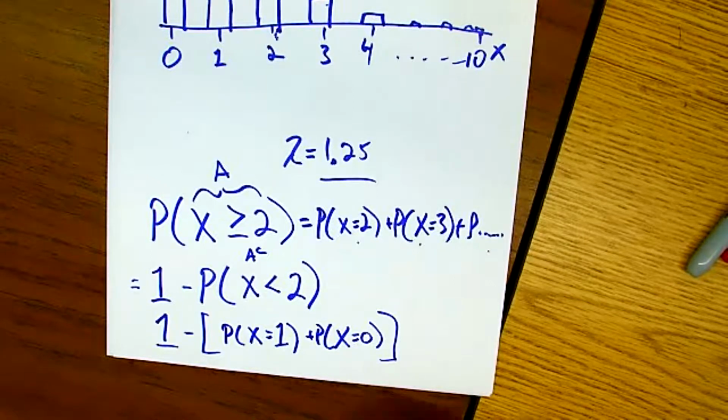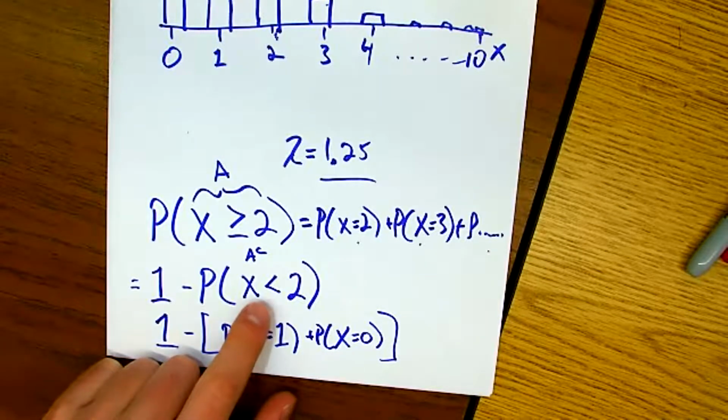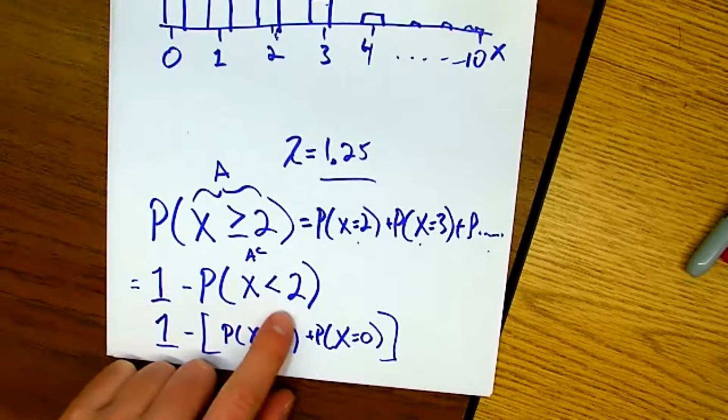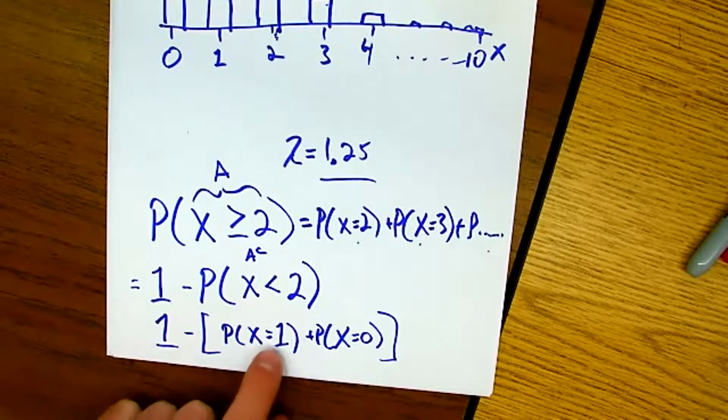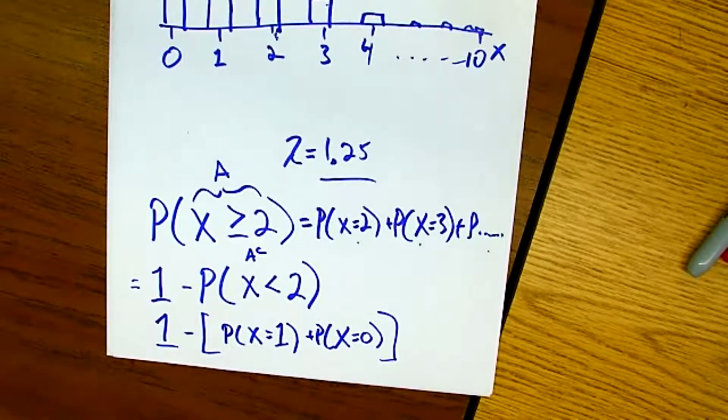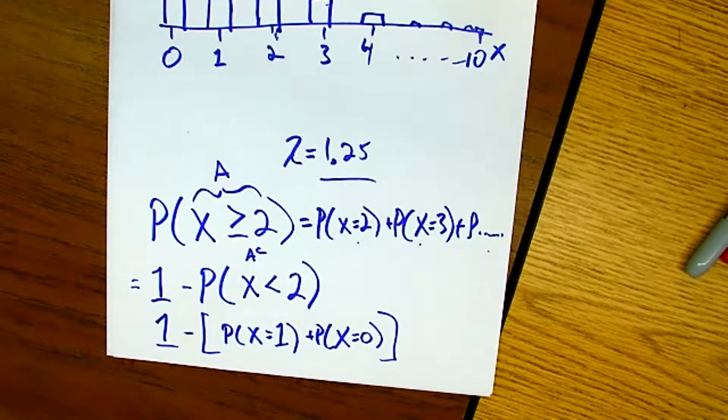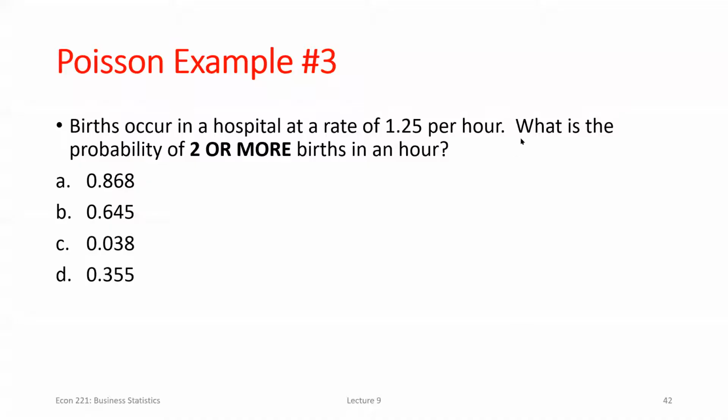So be really careful with these equalities, right? When I see less than 2, the first value that meets that criteria was that x is equal to 1, okay? Because we've still got a discrete variable. So let's go share my screen here.